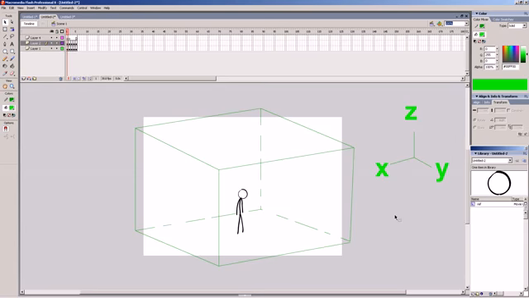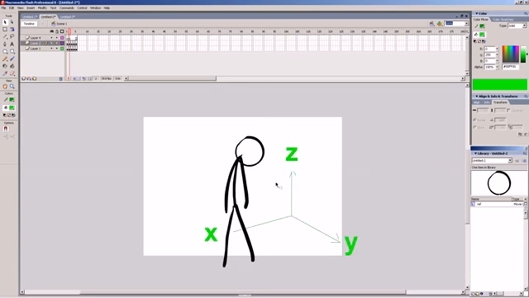Sorry, I was just checking the time. This is one example. This is my go-to angle.